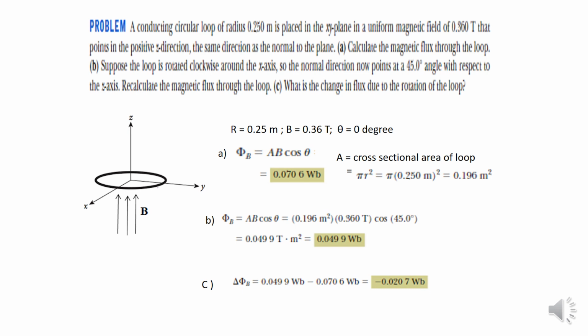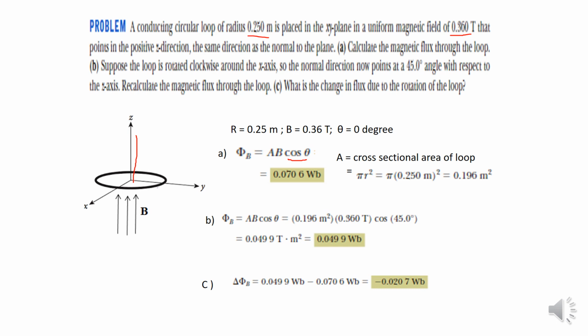First, let us identify the normal of the circular loop. The normal lies upward, so it is making 0 degrees with the magnetic field, so cos θ equals 1. So we have Φ = BA. A is the cross-sectional area of the loop, which equals πr². Substitute r, which is 0.25 meter, to get the cross-sectional area of the loop, and substitute B, which is 0.36 Tesla. So you get the flux as 0.0706 Weber. Weber is the SI unit for magnetic flux.